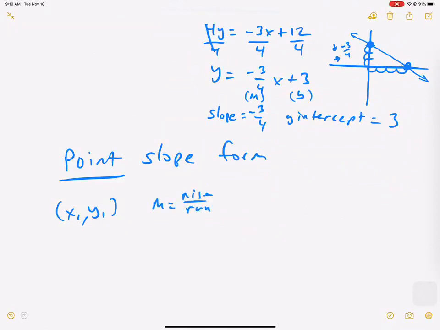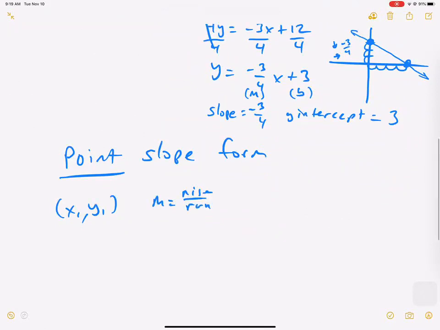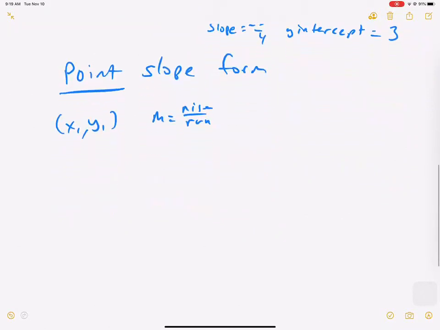Okay, so two things that we covered before. We covered a point. We'll call it x1, y1. We don't need x2, y2 because there's only one point here. And the form for us is y minus y1 equals m, x minus x1. There's a parentheses because I'm going to multiply the slope by x and x1.